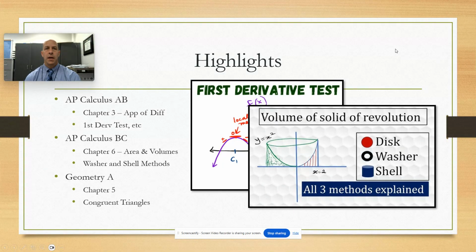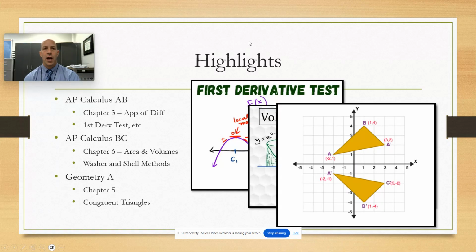In Calc BC, we have moved into Chapter 6, which is going to focus on areas and volumes. We've covered some of this last year in the Calc AB class. This year, though, we are going to add to that. We're going to look at something called the shell method this year. We're also going to look at something called surface of revolutions.